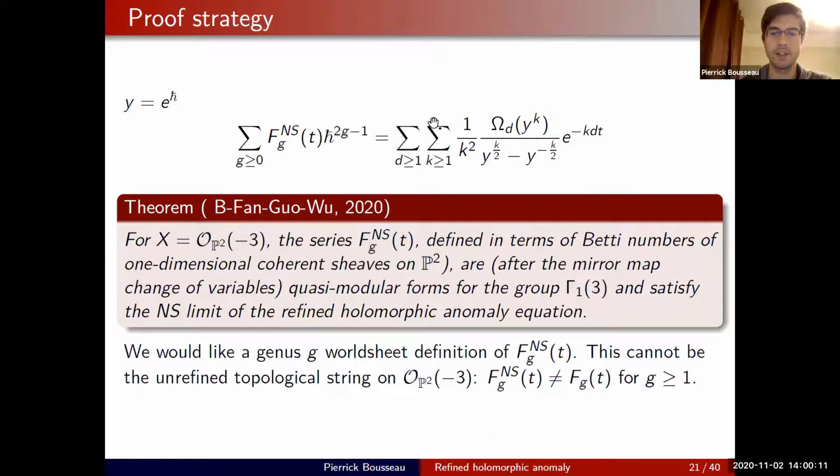Then you write down this right-hand side. You do the change of variable y equals exponential of h bar. You expand in powers of h bar, and you define f, g, and s as the coefficient of h bar to the power 2g minus 1. So this is a mathematical definition of f, g, and s, taking as input these moduli spaces of D2, D0, or if you want, one-dimensional coherent sheaves on P2.